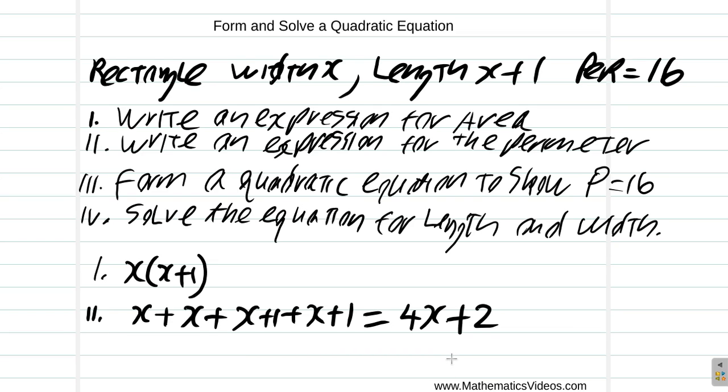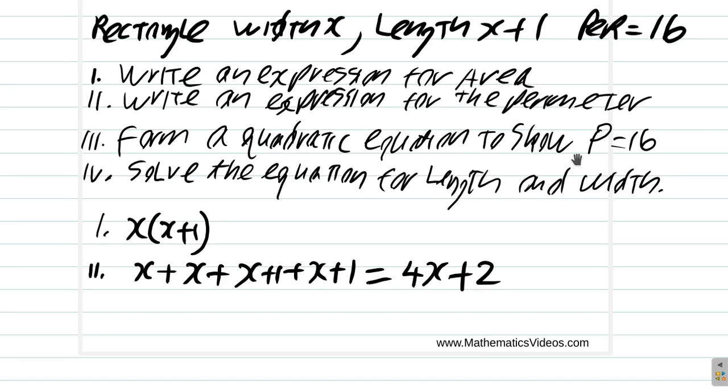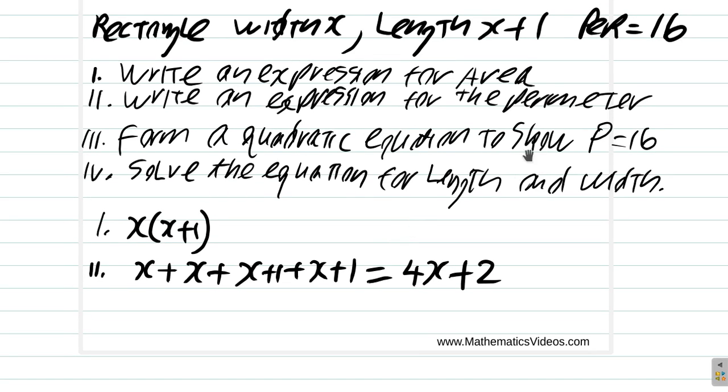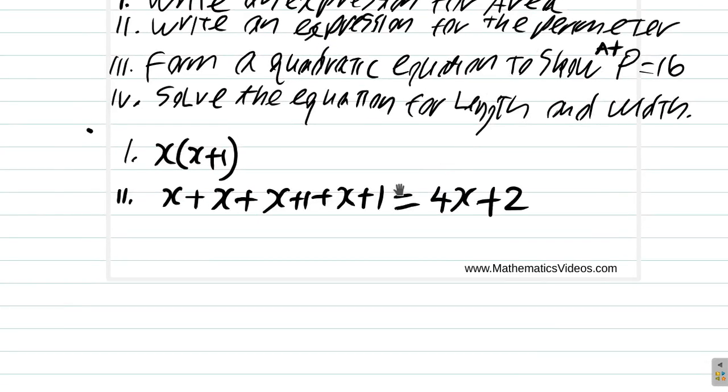Now, here, they say form a quadratic equation to show that the perimeter is 16. So here, the area in this case would generate a quadratic equation. Oh, it's the area plus the perimeter, right? So the area plus the perimeter is 16. Alright? So let me correct this part up here. Area plus perimeter, that would give you the 16 here.